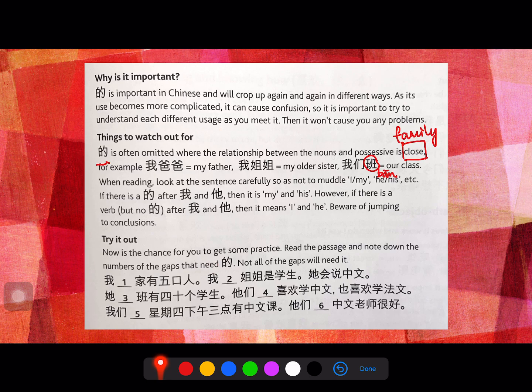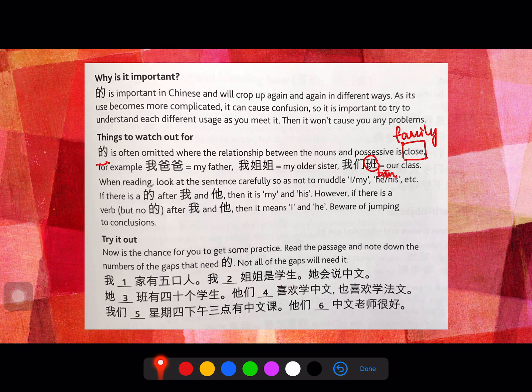好, you can do it in your book now. 现在写. 好，对答案. Okay, you should have paused to make sure that you did it yourself. Now let's check the answers.